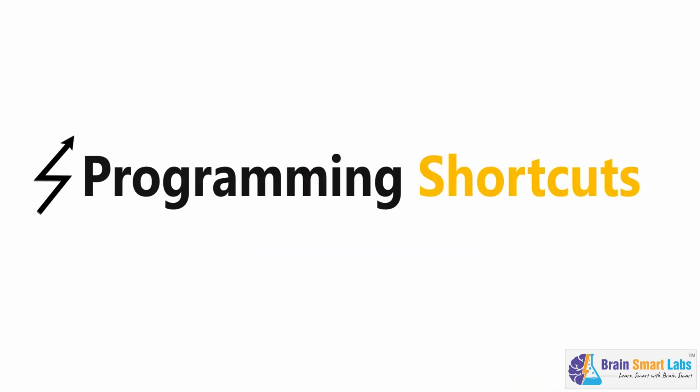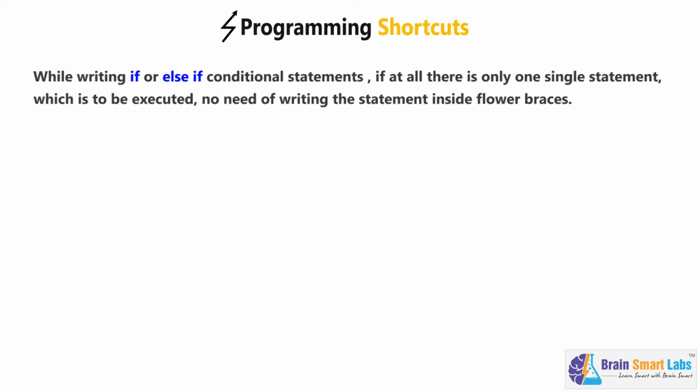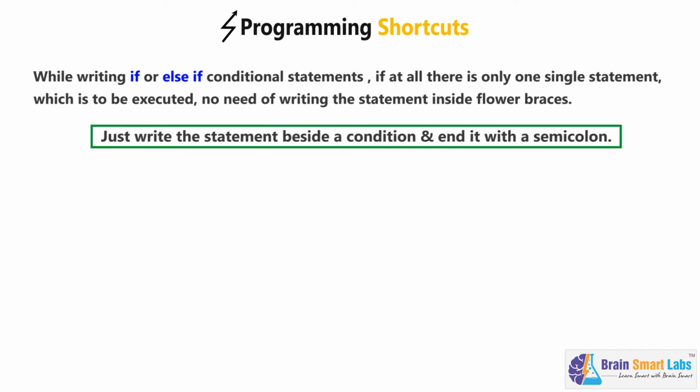Now the time has come for me to teach you an interesting trick while programming. You can call it a trick, you can call it a shortcut, all tells one and the same. Programming shortcuts. While writing if or else if conditional statements, if at all there is only one single statement which is to be executed, no need of writing it inside flower braces. Just write the statement beside a condition and end it with a semicolon.